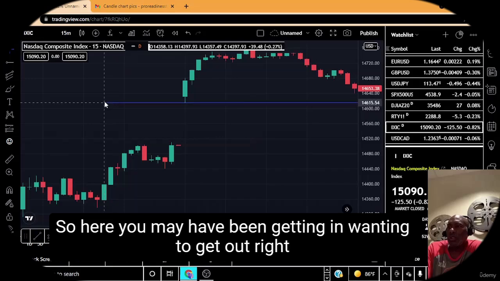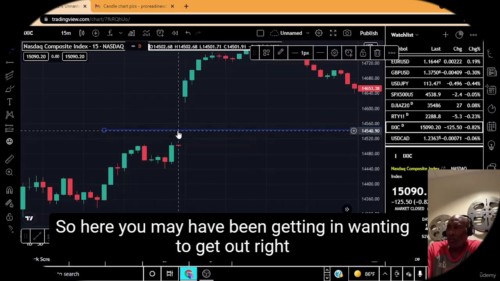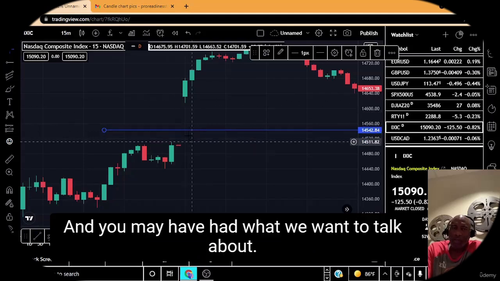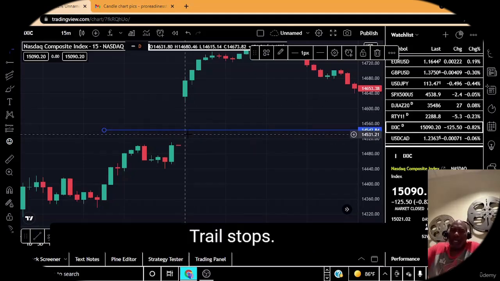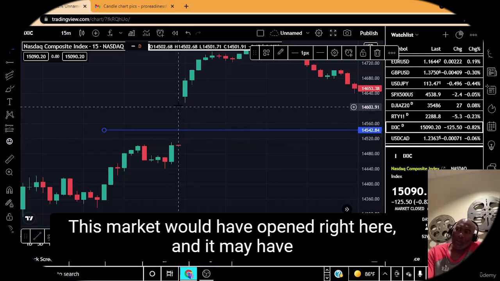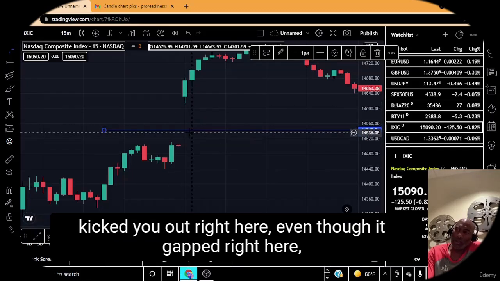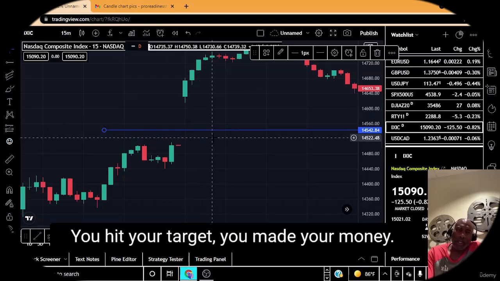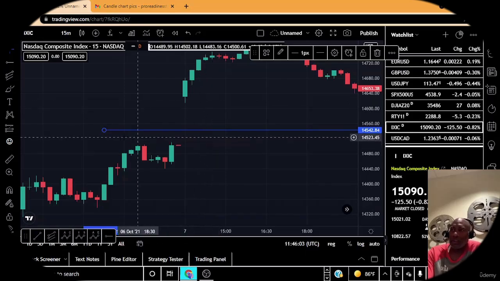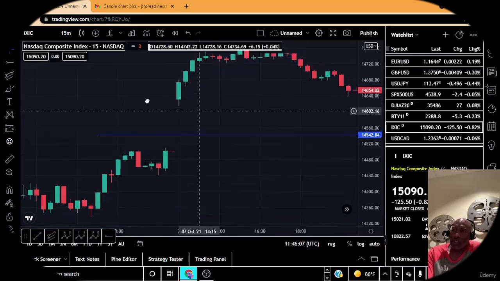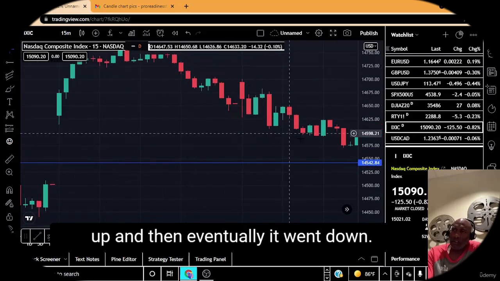Here you may have been getting in, wanted to get out right here, but it gapped up to here, and you may have had what we're going to talk about, trail stops, and this market would have opened right here and may have kicked you out right here, even though it gapped. It's okay. You hit your target. You made your money. So gaps are good. Gaps show trends, and you can see where it continued to go up, and then eventually it went down.